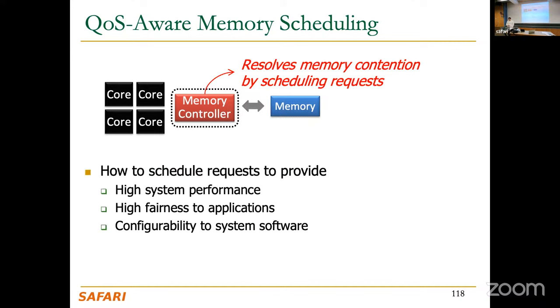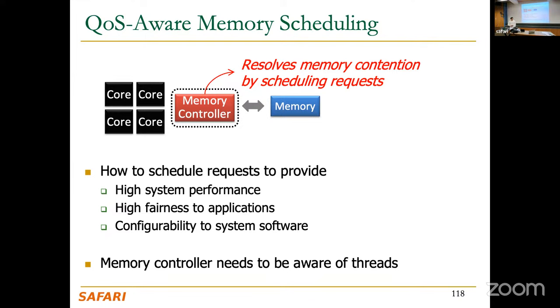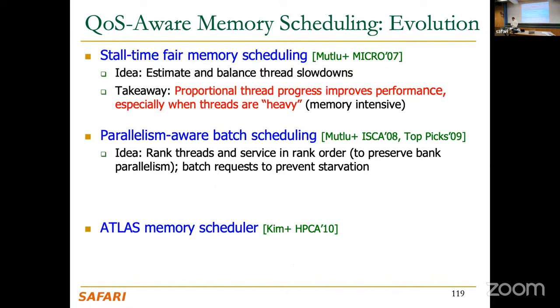and the controller resolves memory congestion by scheduling requests. Now, how do we schedule requests to provide not only high system performance, like those basic scheduling techniques that we've seen do, but also high fairness to applications and configurability to system software? So the short answer is memory controllers need to be aware of threads. Now, there are a bunch of quality of service aware memory scheduling techniques that our group in the past have worked on, and many other research groups also have worked on.